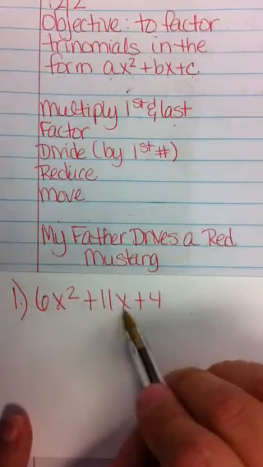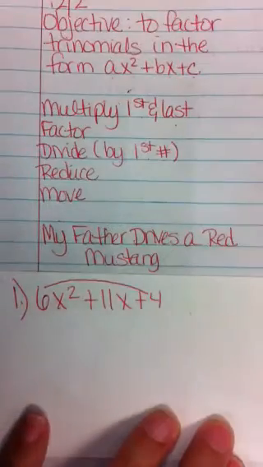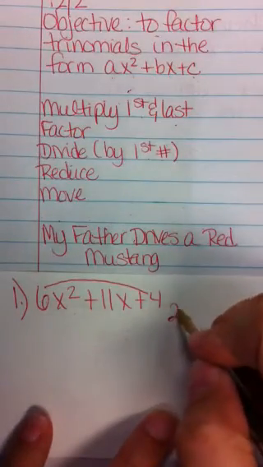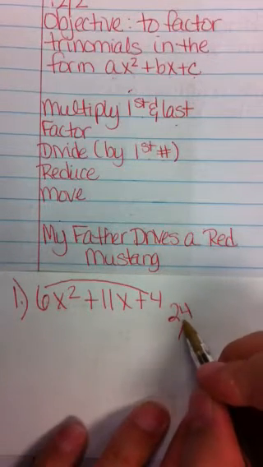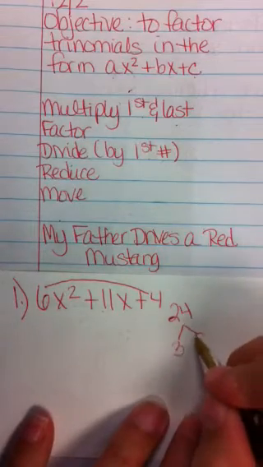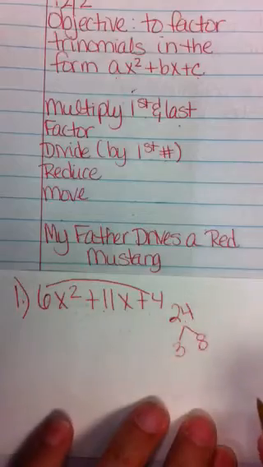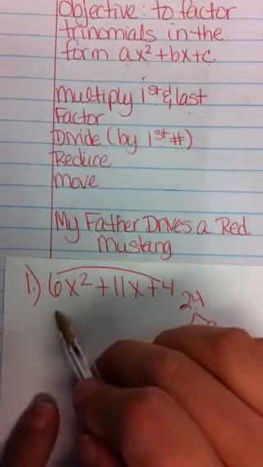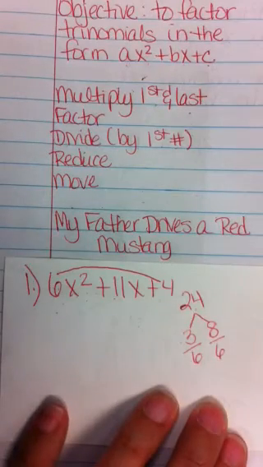6x squared plus 11x plus 4. In step 1, we multiply 6 times 4, and we get 24. Then we have to factor that. We need two numbers that multiply to 24 and add up to 11. Well, I know that 3 times 8 is 24, and 3 plus 8 is 11. Then we divide by this 6, divide by 6, divide by 6.